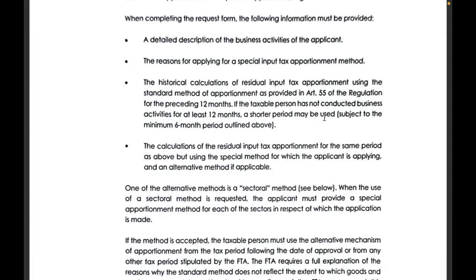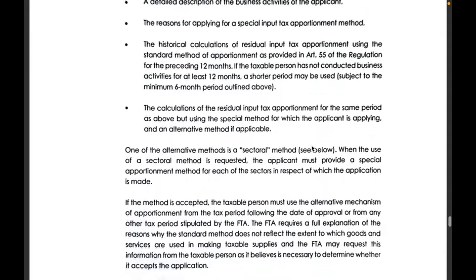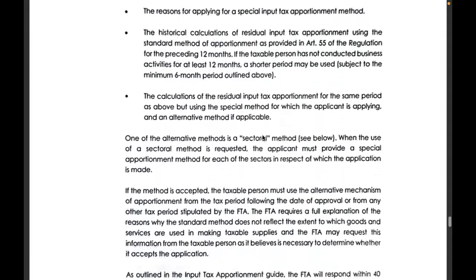You could realize within one period or maximum two periods that, hey, I think this is not giving the true picture. We are at a loss, right? We are not able to claim the higher amount of input VAT. And if we apply the alternative method, we will be in a better position for input tax recovery. Then the taxpayer follows this route. But the fourth information that the FTA requires is the calculation of the residual input tax apportionment for the same period as above, which is the last 12 months, but using a special method for which the applicant is applying, and an alternative method if applicable.